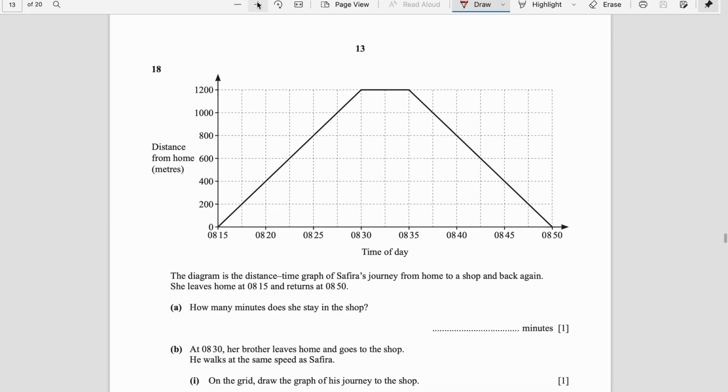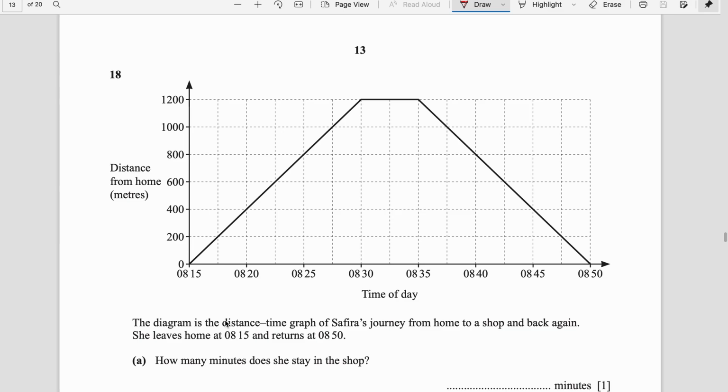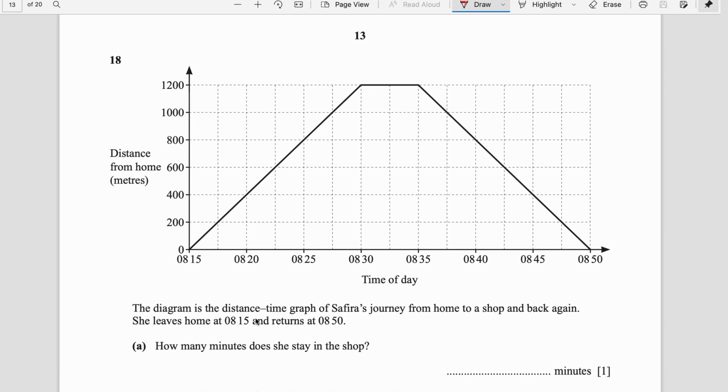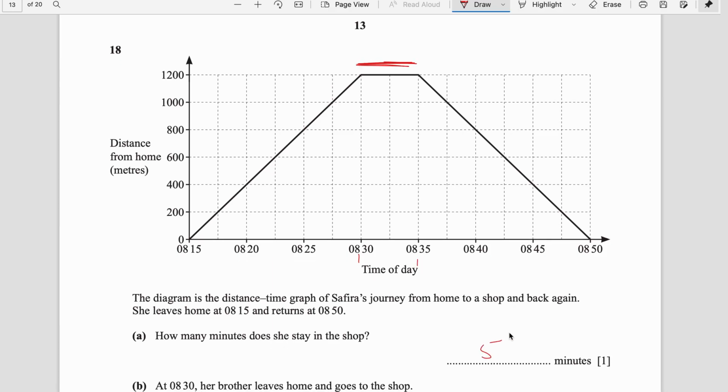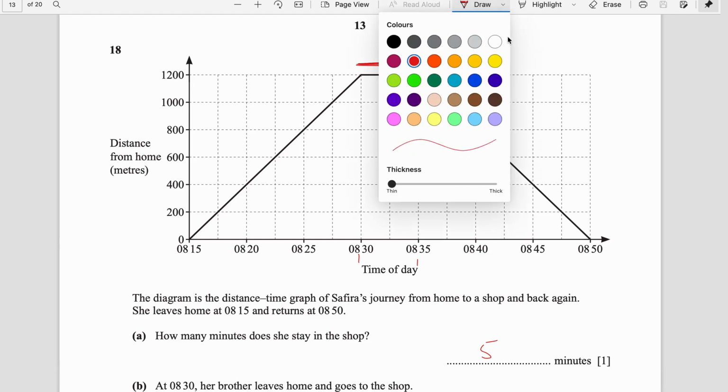Question number 18. In the diagram, the distance-time graph shows Safira's journey from home to a shop and back again. She leaves home at 8:15 and returns at 8:50. How many minutes does she stay in the shop? So this is not changing. She stayed from 8:30 to 8:35. That makes it 5 minutes.